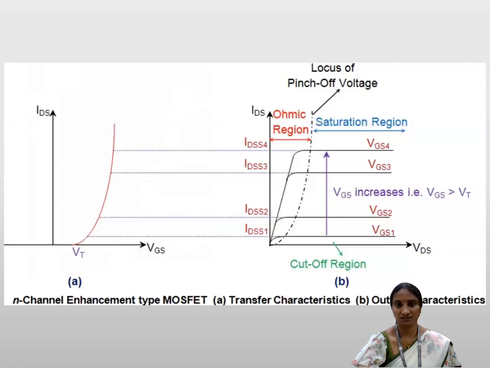Combined, the transfer characteristics and output characteristics, that is the drain characteristics, are depicted over here. This is the ohmic region. Under this ohmic region, the condition between VGS and the threshold voltage is that VGS is less than VT. Under the saturation region, the drain current remains almost constant.